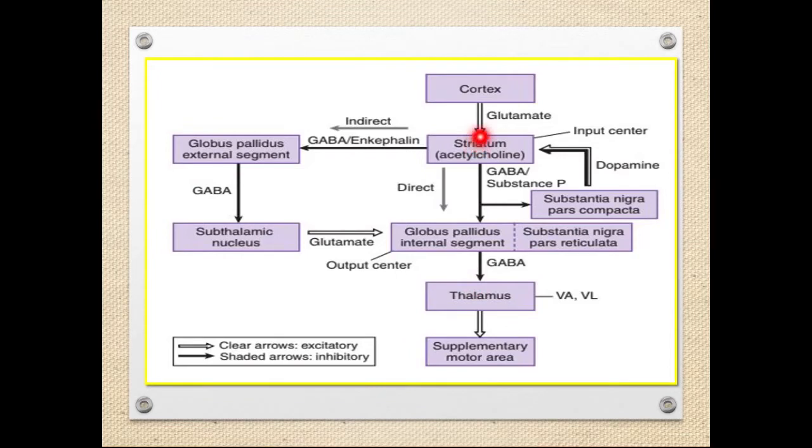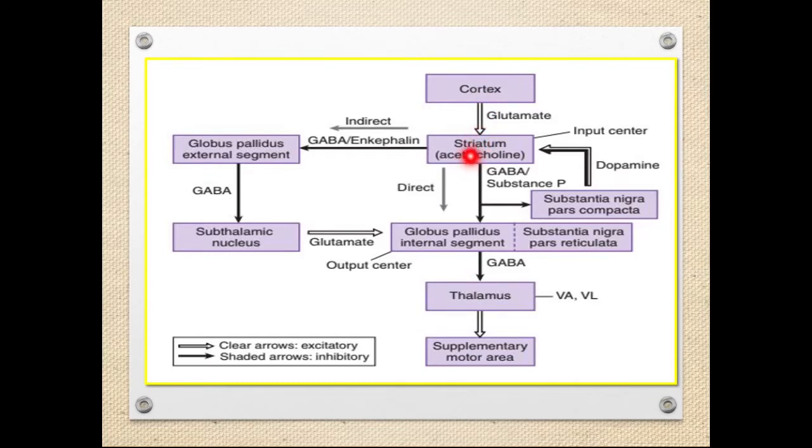Now look at the arrow, the shape of the arrow, whether this is clear or shaded. In this direct and indirect pathway, we will deal with neurotransmitter excitatory and inhibitory, and excitatory will be glutamate and inhibitory will be GABA. So first we will look at the direct pathway. From the cortex, neurons release excitatory neurotransmitter, that is glutamate. So if we stimulate the neuron or the cortex, what will happen? There will be release of the glutamate over the striatum.